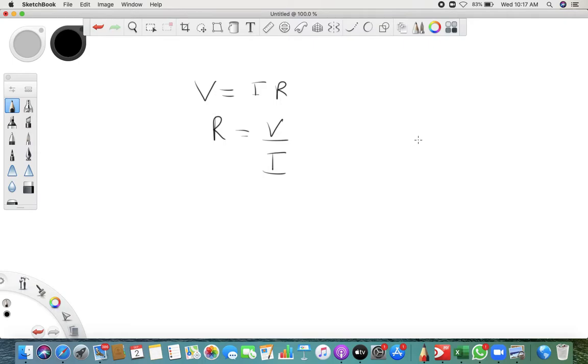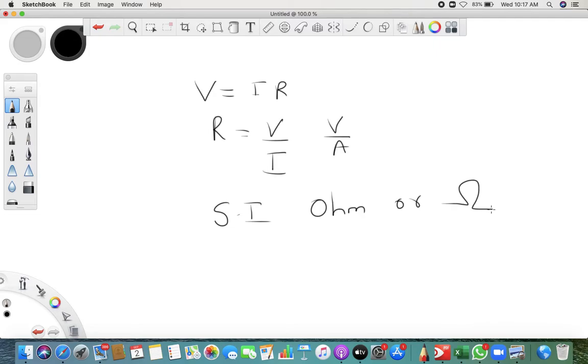Now when you say this is the resistance, what is the unit? Basically V is volt and I is ampere. But as I said, it is named after the scientist George Ohm. So the SI unit of resistance is ohm, O-H-M, and the symbol is omega. This is the symbol.